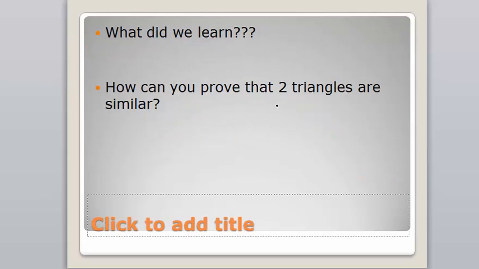So hopefully now we realize we now have 3 ways to prove triangles are similar: AA, SSS similarity, and SAS similarity. We'll see you in the next one.